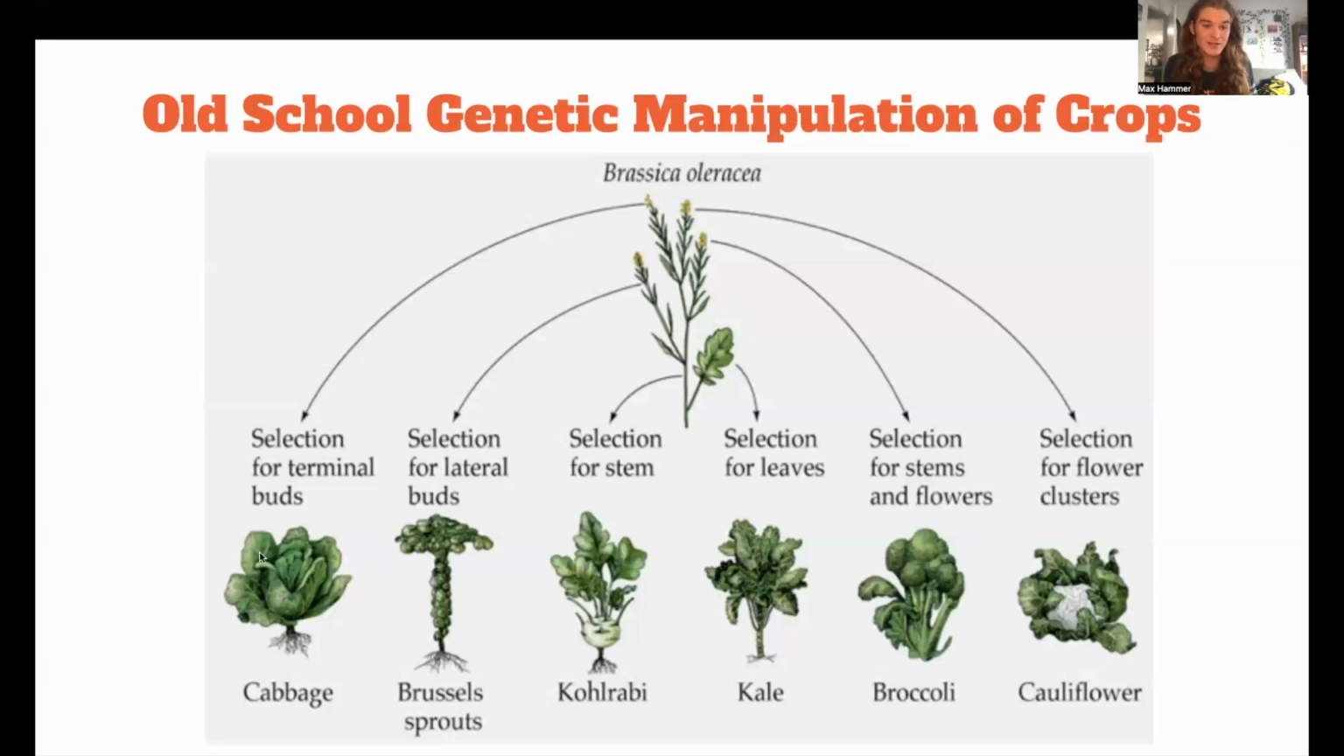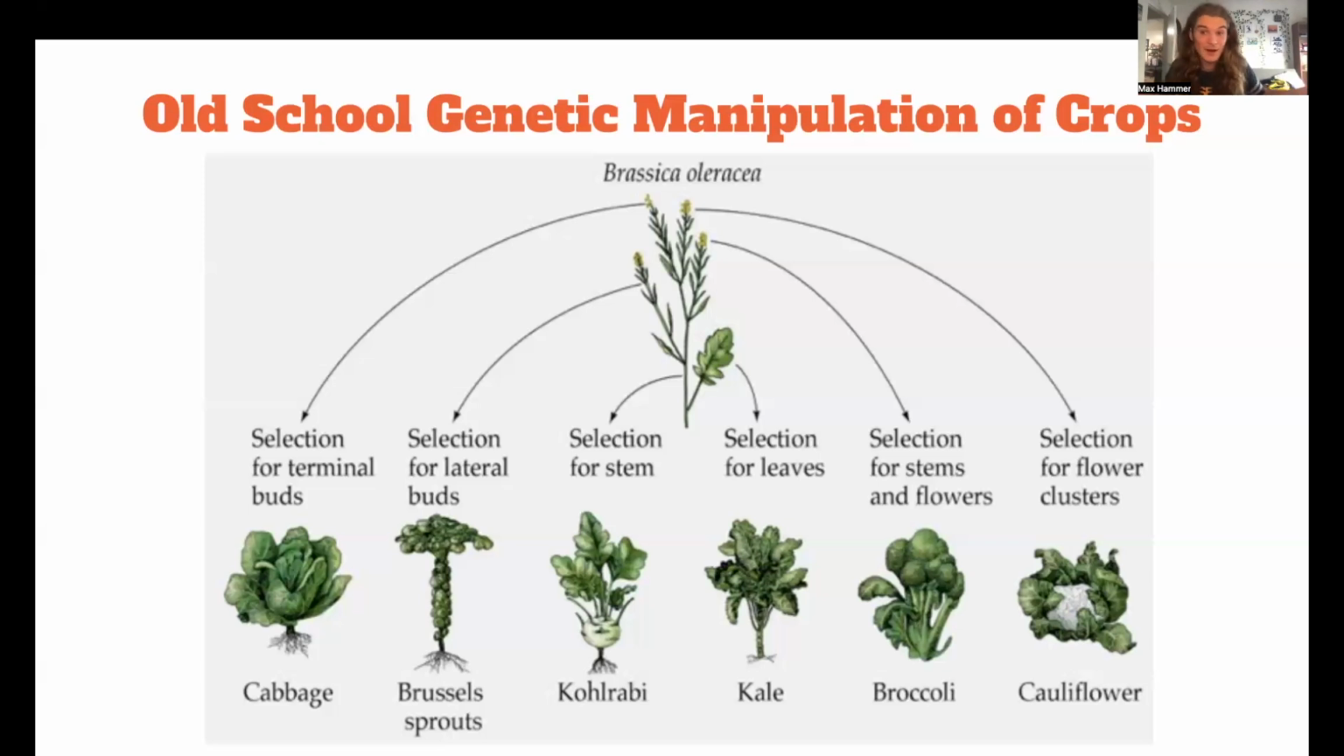So, for example, selecting for these terminal buds made these really big cabbage plants, or selecting for a really big root, if you wanted to eat the root, made this kohlrabi, this big old root. Broccoli is actually flowers. The part that you eat of the broccoli is flowers. So slowly selecting for those flowers eventually turned this plant into broccoli. This is a great example of how humans have been able to slowly select for different features that they want. And through random mutations of genes, it's able to slowly shape the instructions for that plant.